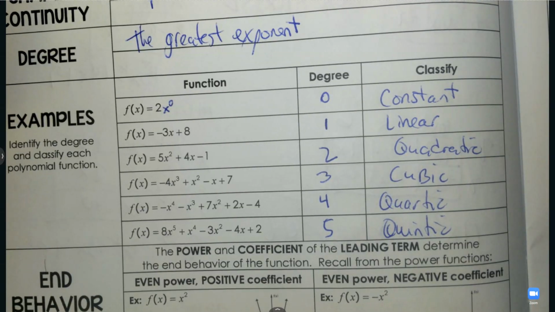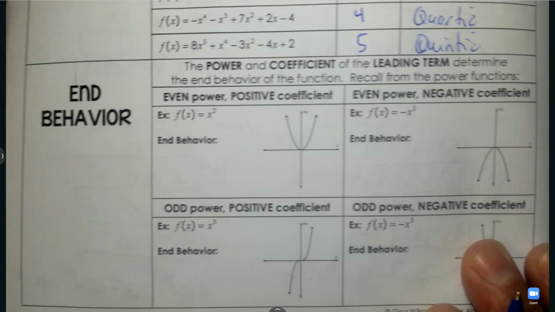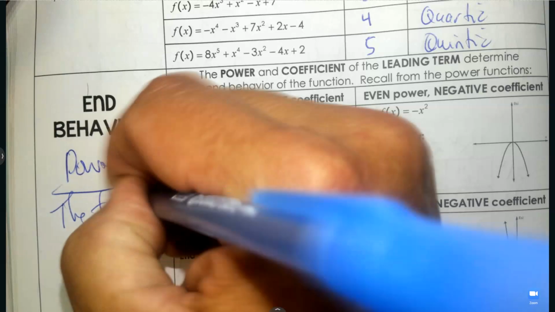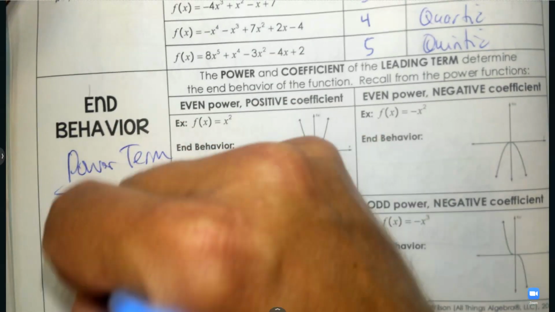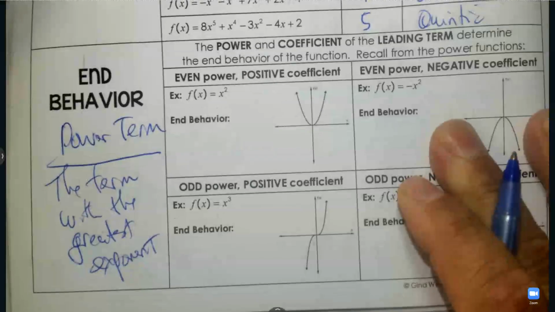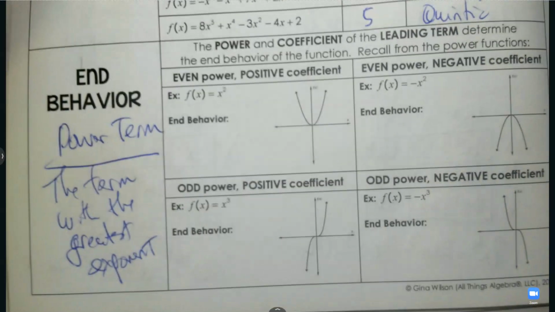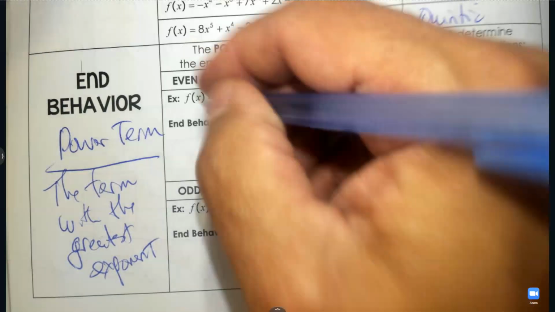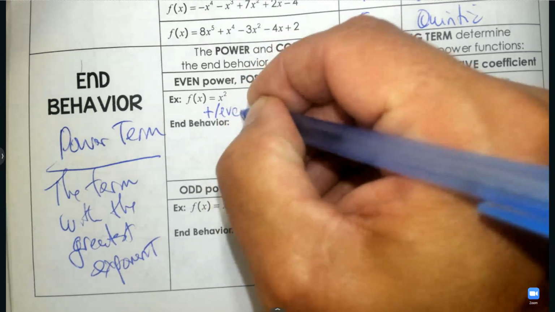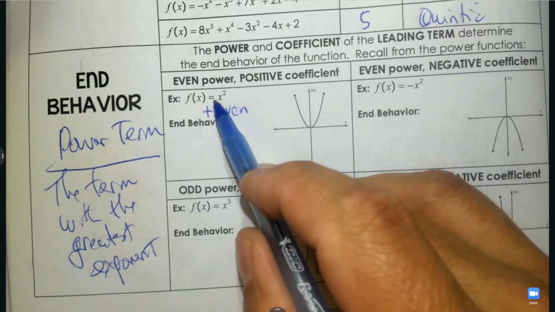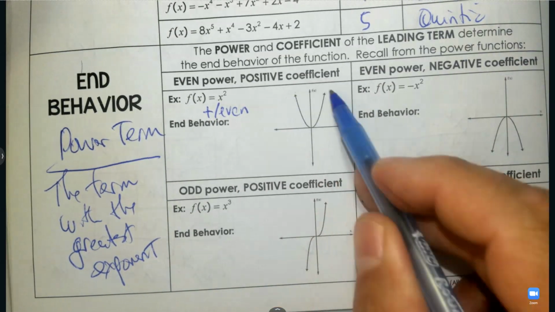All right, what things do I need to know about a polynomial? One thing is the end behavior. The power term is the term with the greatest exponent, and the power term determines the end behavior. In this case, we only have one term. I'm looking at, is it positive or negative in front? In this case, it's positive. And does it have an even or odd exponent?